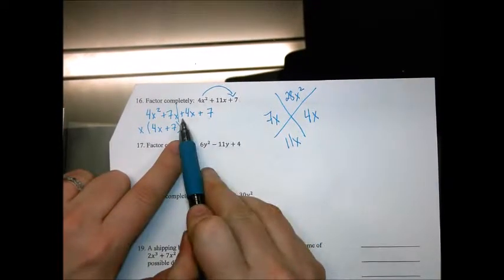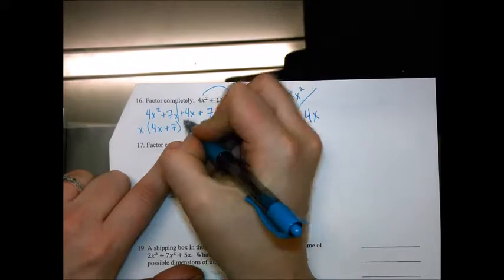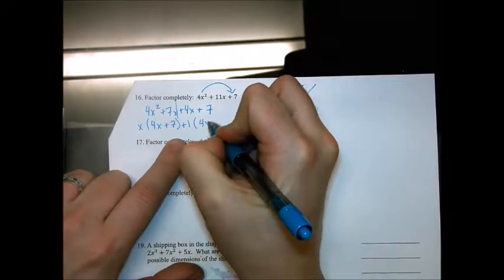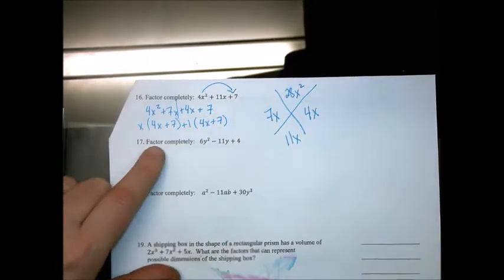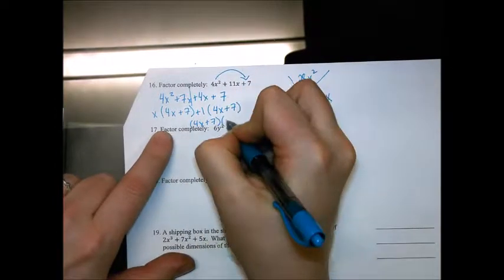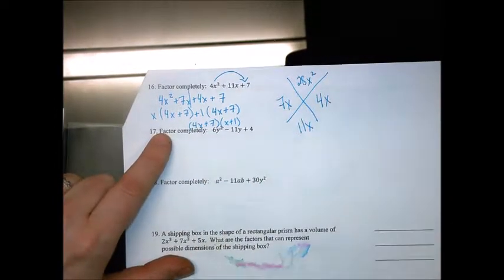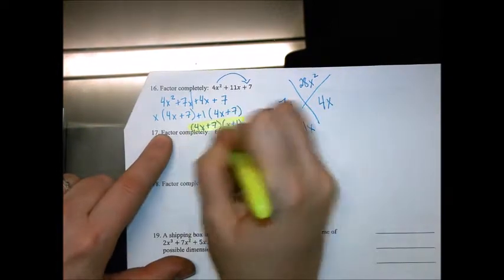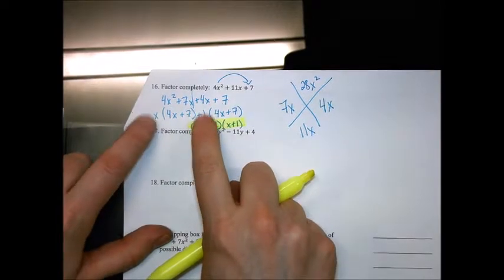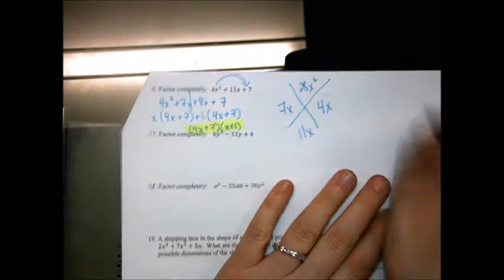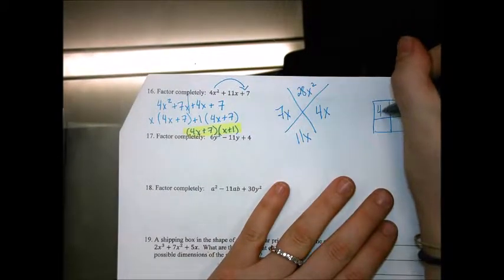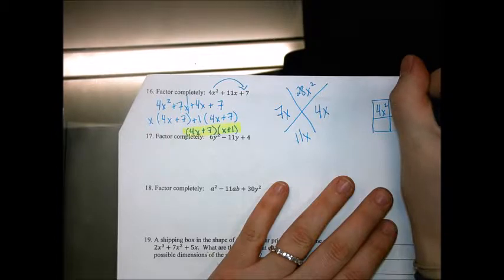The greatest common factor between 4x and 7 is just 1. And I get 4x plus 7 inside. That means my answer is 4x plus 7 times x plus 1. The x plus 1 comes from x and 1 in front of each set of parentheses, which were my two greatest common factors. To factor by the area model, we put the 4x squared in the top left, the 7 in the bottom right.